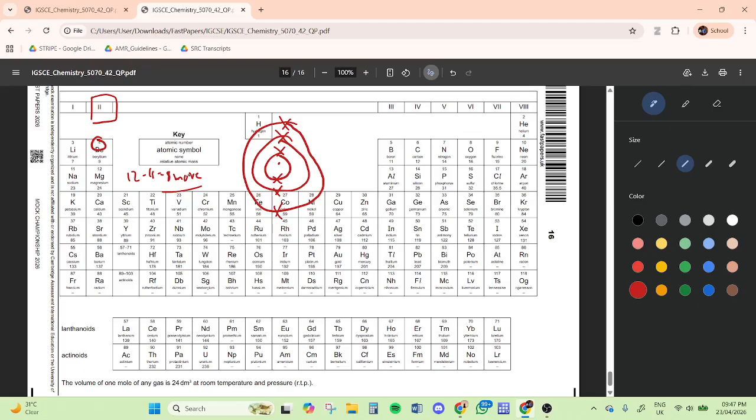Calcium again has 8 more than magnesium. So if you take a look, 1, 2, 3. So calcium is going to have a 4th ring, but we're still not at 5. So it's not beryllium, it's not magnesium, it's not calcium.